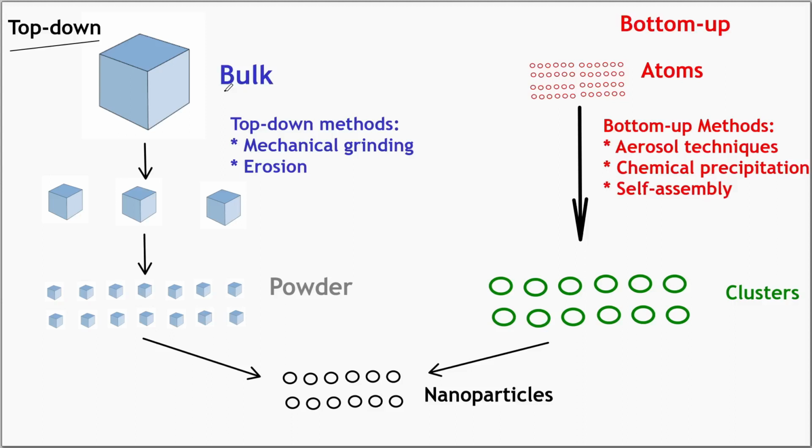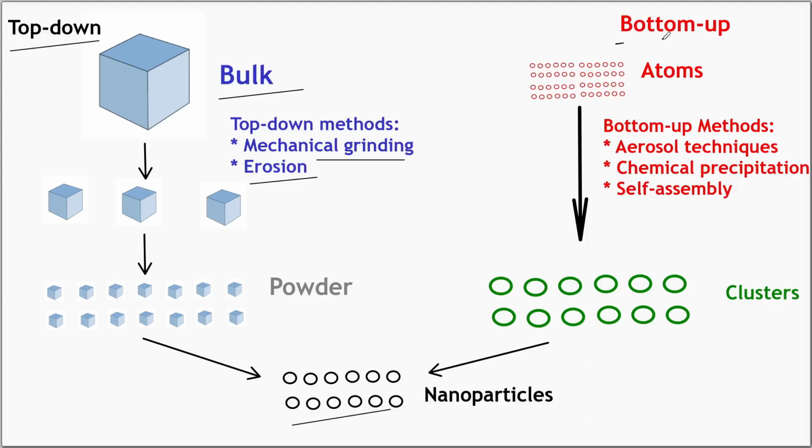In the case of top-down methods, the synthesis process starts with a bulk form of the material, and from there we obtain smaller pieces of the material, and then we obtain a powder, and ultimately we obtain the nanoparticles after thoroughly treating the powder. There are two major top-down methods: mechanical grinding and erosion.